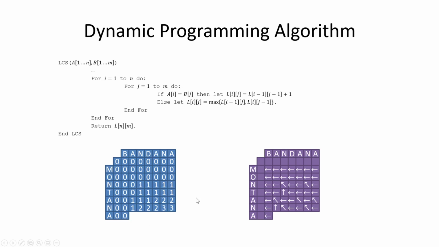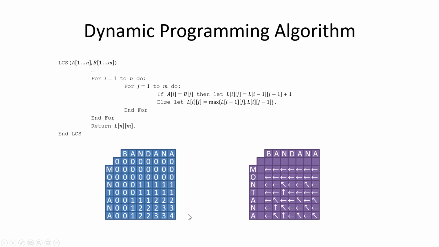Mismatch to begin, 0. A match, so we take 0 plus 1 is 1. Mismatch, take the maximum as 2. Mismatch, so we'll take the max as 2. A match, 2 plus 1 is 3. A, mismatch with N, take the max as 3. Here's the match that matters. A and A match, and we take 3 plus 1 is 4. And that tells us the length of the longest common subsequence, which is indeed 4.